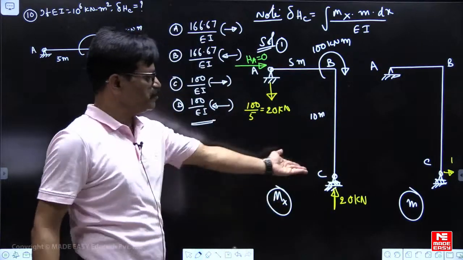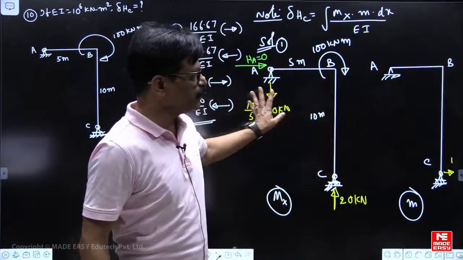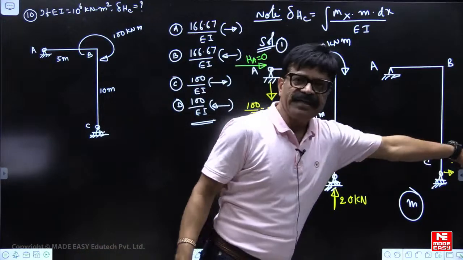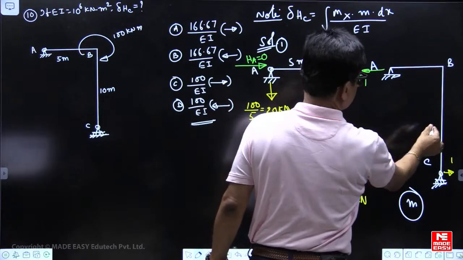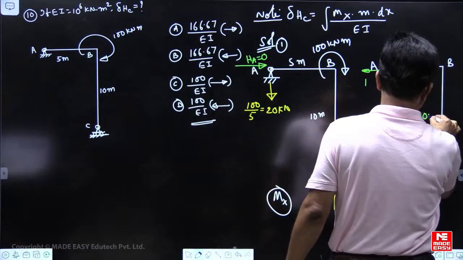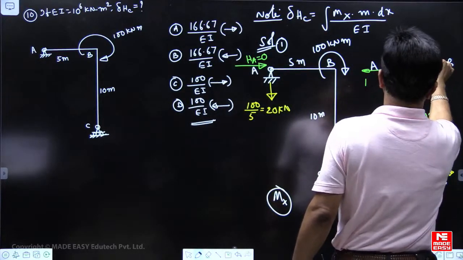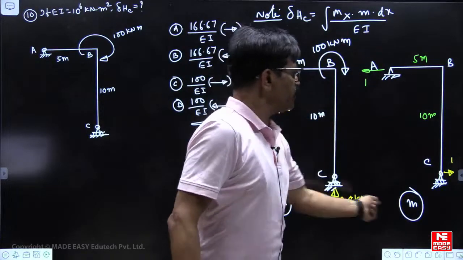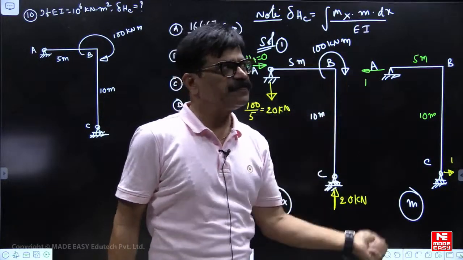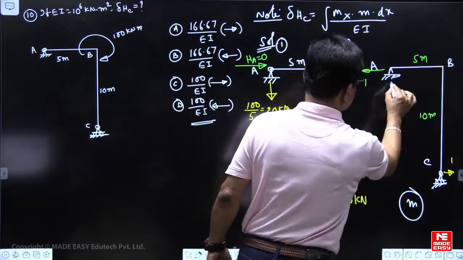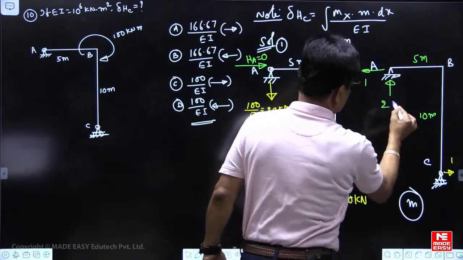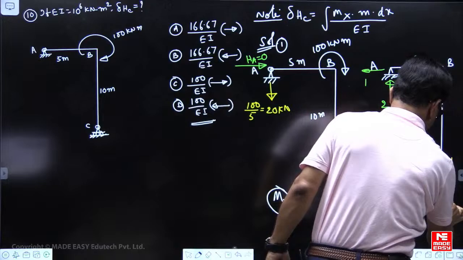HA is 0 because HC is 0. Now come to this one. One right side, to balance it here one left side. This length is 10 meters. This is 5 meters. 1 into 10 anti-clockwise, to balance it clockwise. See how my fingers move up, down. 2 up, 2 down.